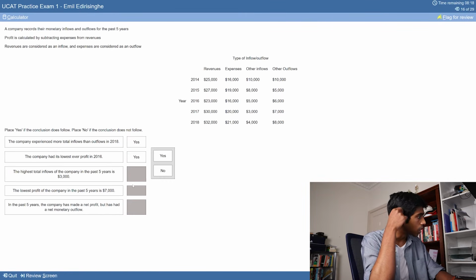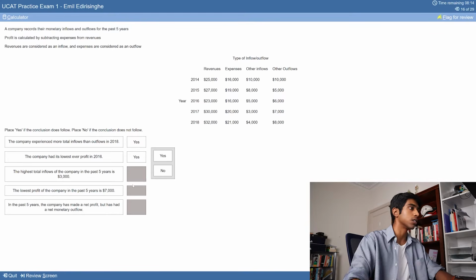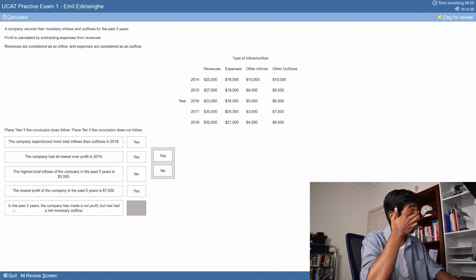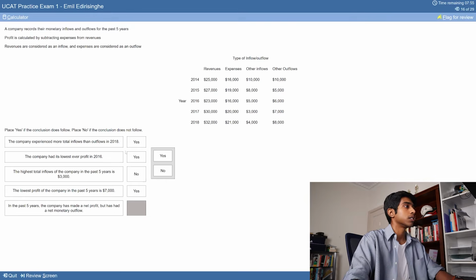Highest total inflows of the company in the past 5 years is 3,000. No, because inflows include revenue. Lowest profit of the company in the past 5 years is 7,000. Yes. Over the past 5 years, a company has made a net profit, but has had a net monetary outflow. Yeah, so they did make a net profit. What was the net profit?